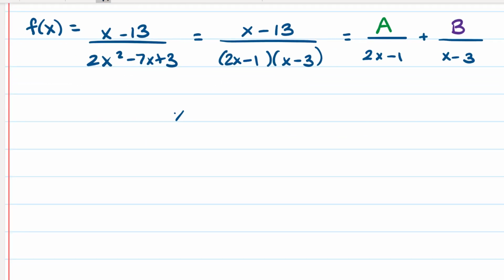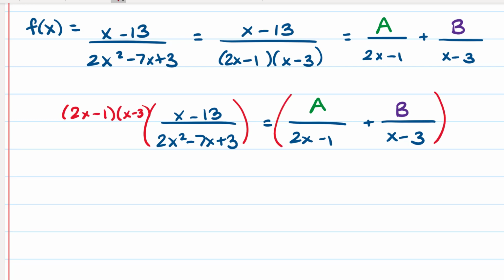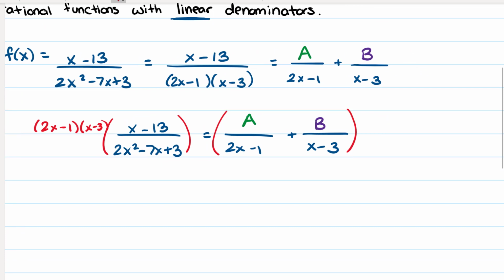So to do this, the first thing you need to do is go ahead and rewrite the function. And equals. And you don't have to use different colors. I find they help. It's up to you. Now, what you're going to do is you're going to multiply both sides by the LCD. So I'm going to multiply both sides by the LCD.